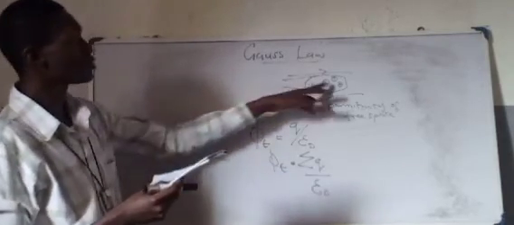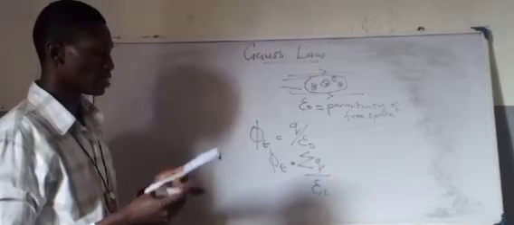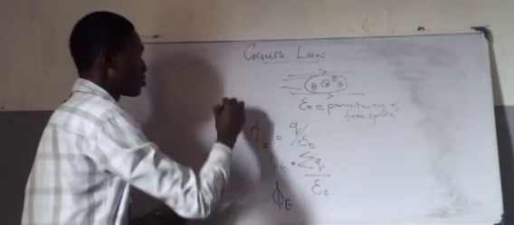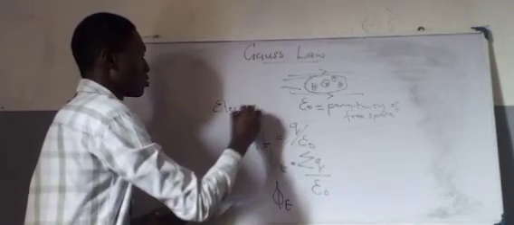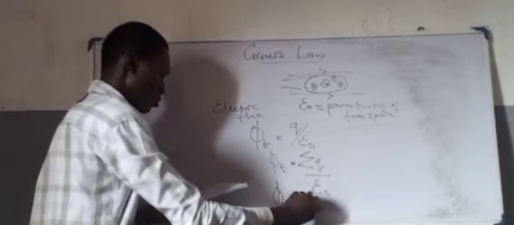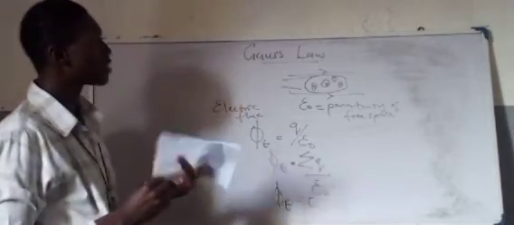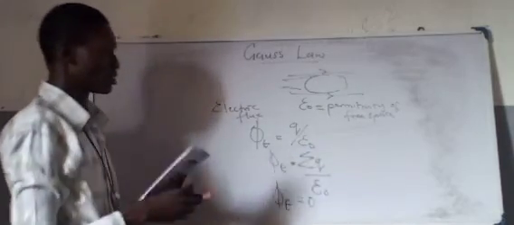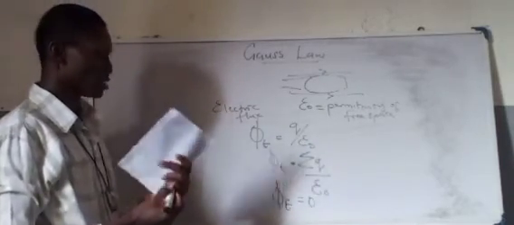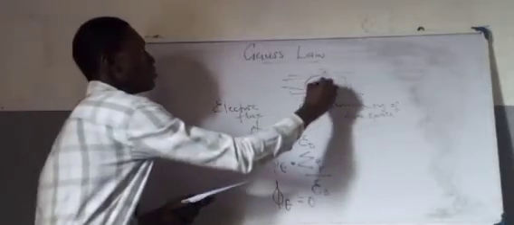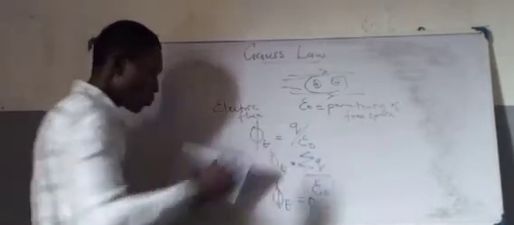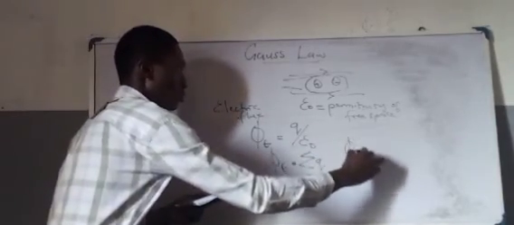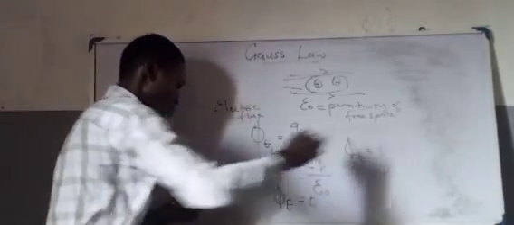So if there is no charge enclosed by the surface, our electric flux becomes equal to 0. If there is no charge at all enclosed by the surface, the electric charge becomes what? 0. And if we have two charges that are equal in magnitude but opposite, our electric flux is also 0.